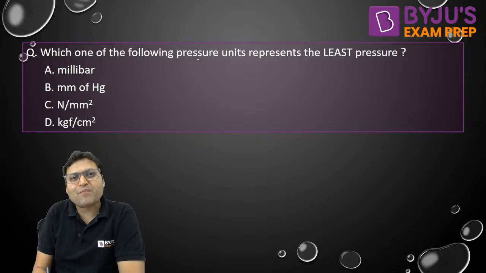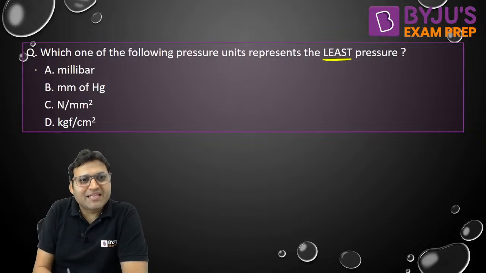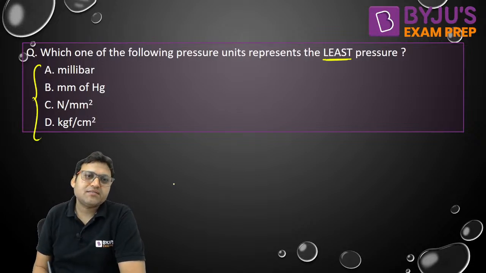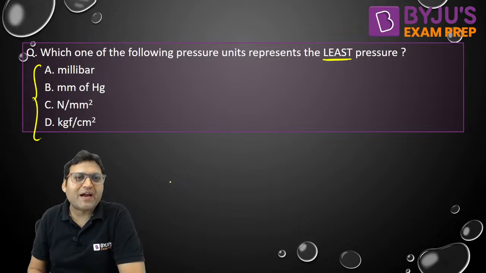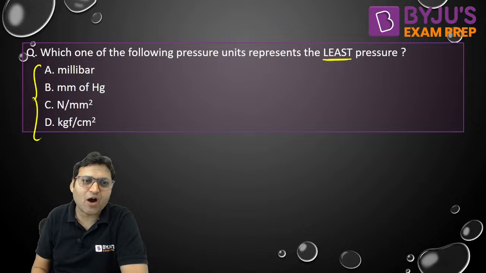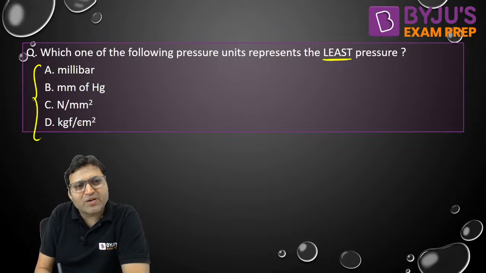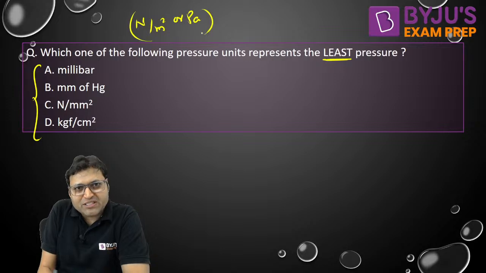Which one of the following pressure units represents the least pressure? They are various units. Now we need to find out which one of them will represent the least pressure. 1 millibar, 1 millimeter of mercury, 1 Newton per millimeter square, or 1 kgf per centimeter square. Convert each one of them in Newton per meter square or Pascal. First of all, you need to convert everyone in Pascal.